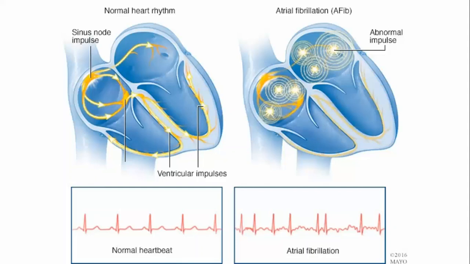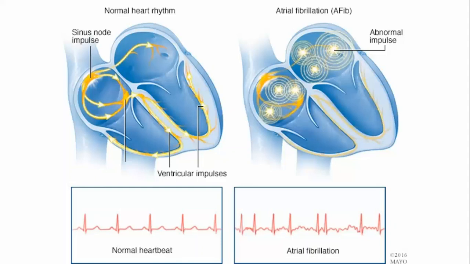Now, some of those signals do get down and depolarize the ventricles, and that's why the ventricular response is narrow, because the signal is coming from the atria. If it was coming from the ventricles, it would be wide. But it is coming from the atria, and the ability to get through the AV node is very random because the signals are not even true signals. And that's why the ventricular response can be so varied.